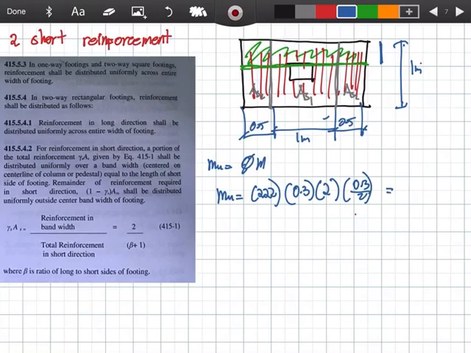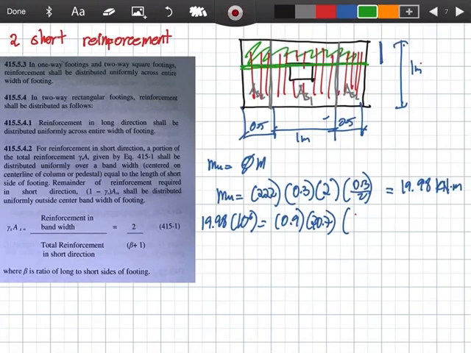This is what? 19.98 kilonewton meter. Okay? So, equate natin 19.98 times 10 raised to 6 equals 0.9 times 20.7 times B. Ang B natin dito ay ito. This is 2,000. It's not 1,000 anymore. So, 2,000 times 400 squared times omega times (1 minus 0.59 omega).